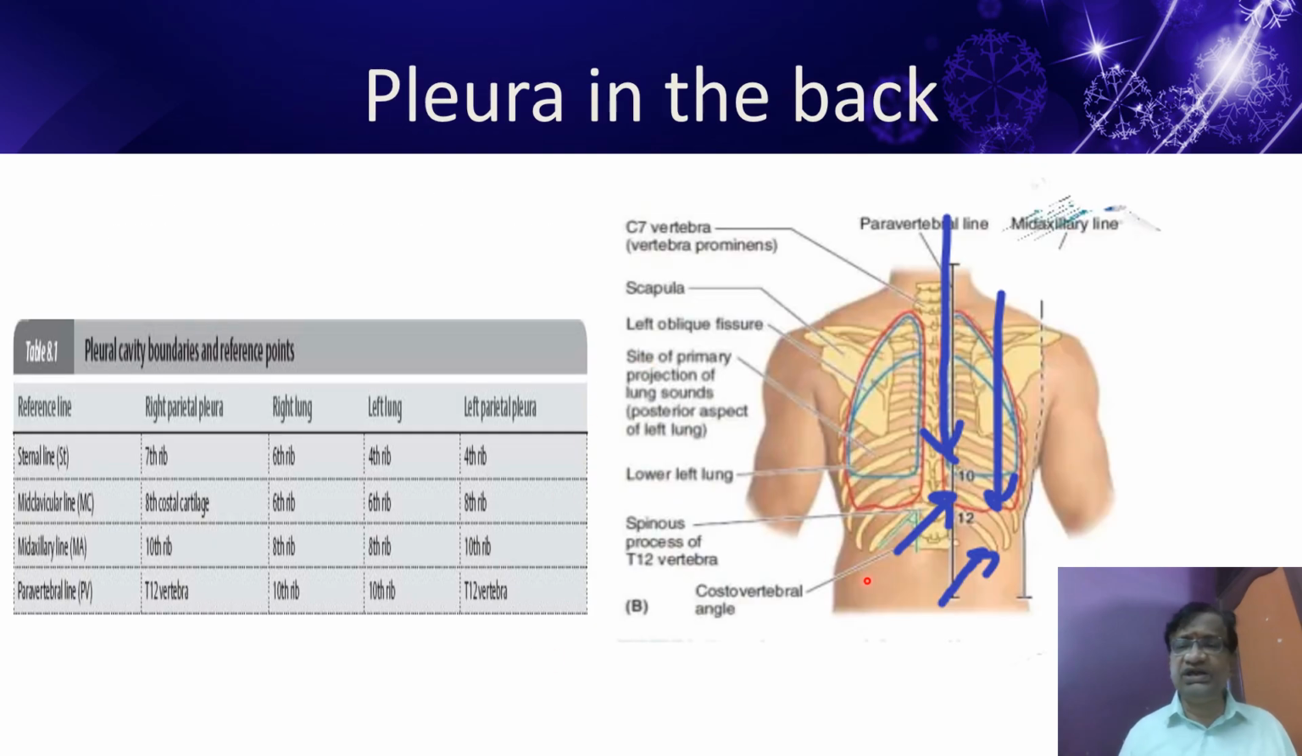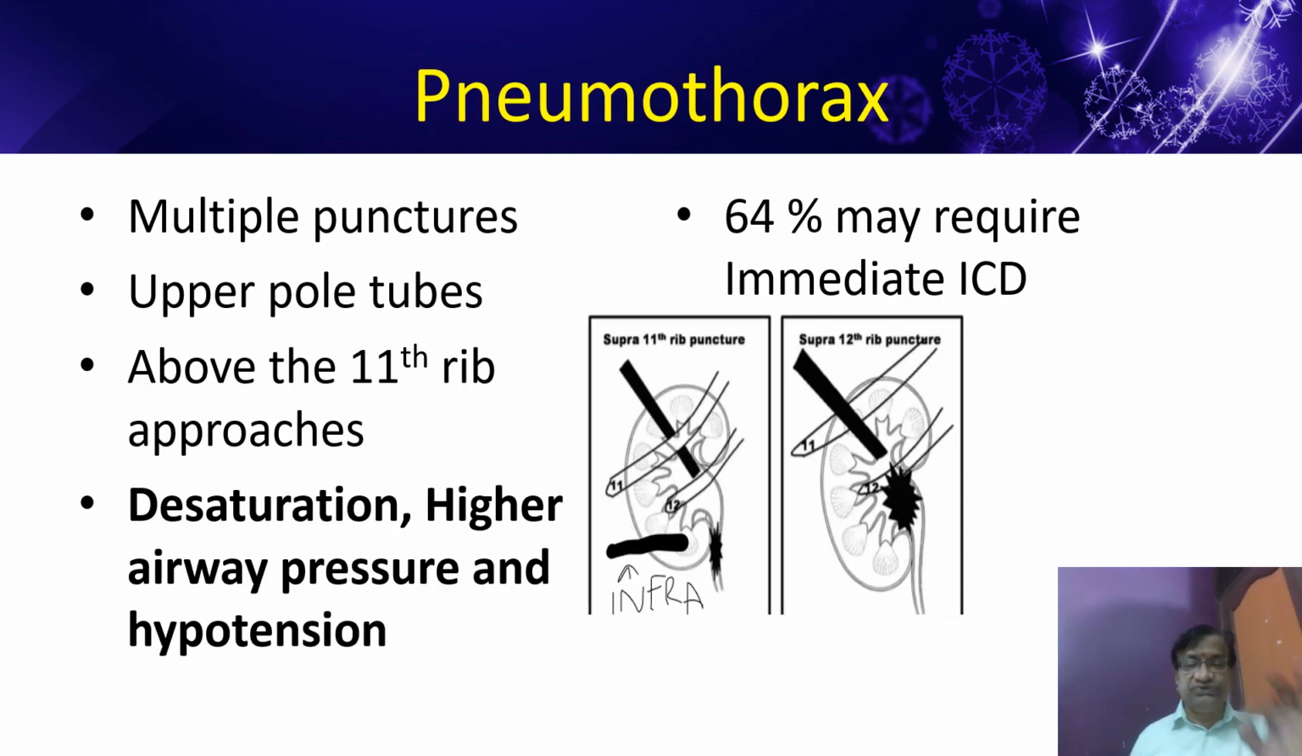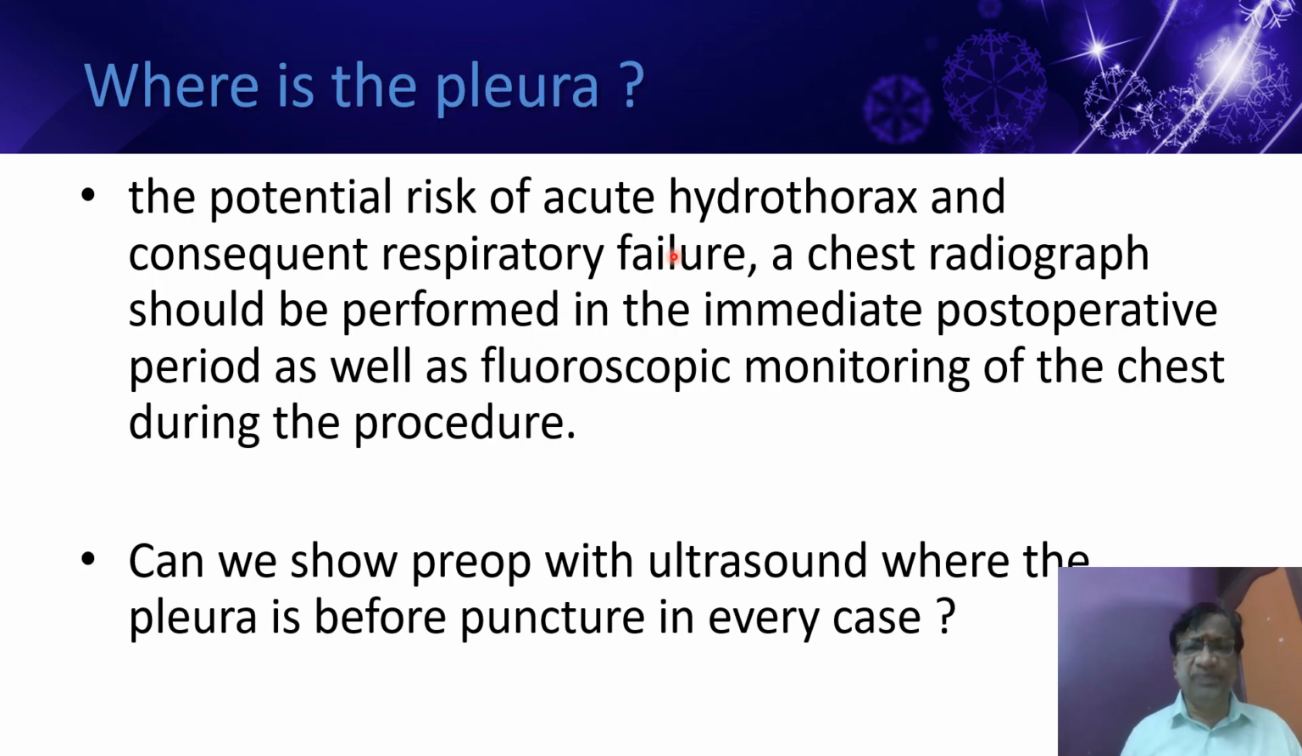Especially, here you can see the pleura back, the 12th rib. This is the 11th rib, you can see. 11th rib is here and the pleura is slightly down. Now, this is what I want. If the surgeon wants a supra approach rather than an infra approach, below the costal margin, for the stones to be approached, then there is a danger of pleural puncture. The potential risk is acute hydrothorax, consequent respiratory compromise.